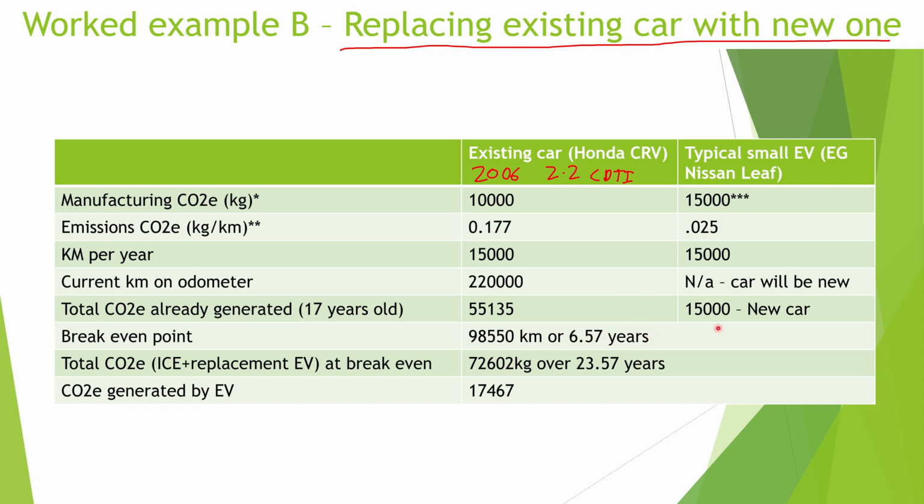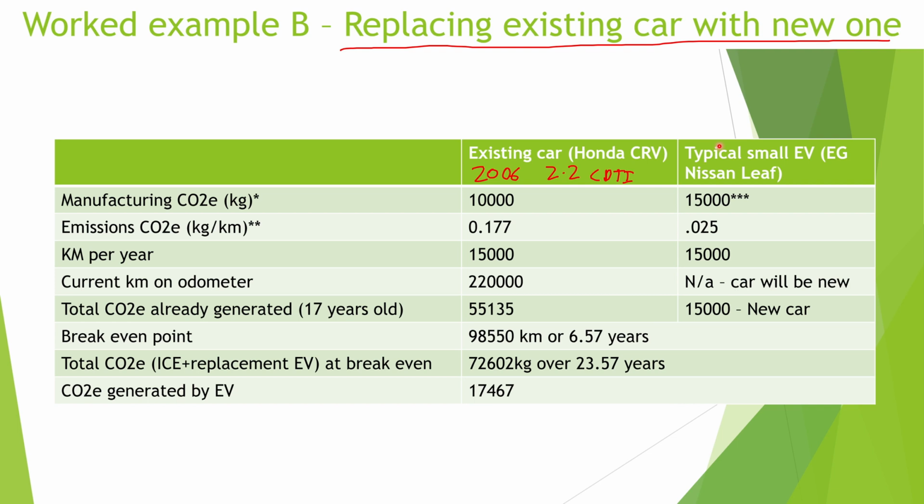So much further than if we're comparing new to new, because of course I've already got this car. I'm not creating more emissions by manufacturing it. I already have those manufactured emissions, so it takes longer to pay off, as we saw before. And at that break-even point, you will have created a total of 72 tons of CO2 over 23.57 years, of which the amount generated by the EV is almost nothing. It's just 17.5 tons as opposed to that created by the Honda, which is 55 tons.